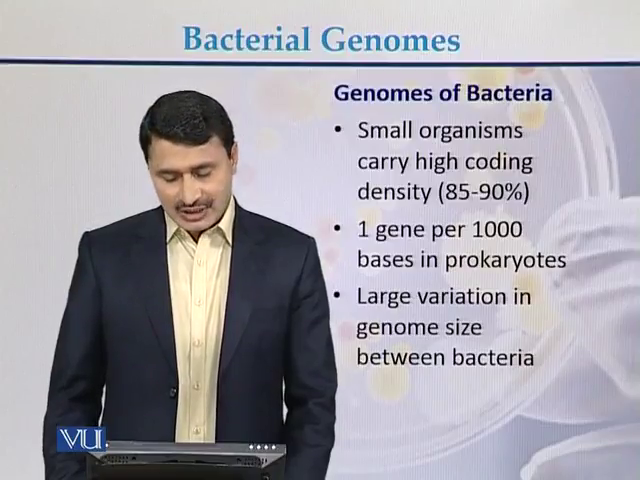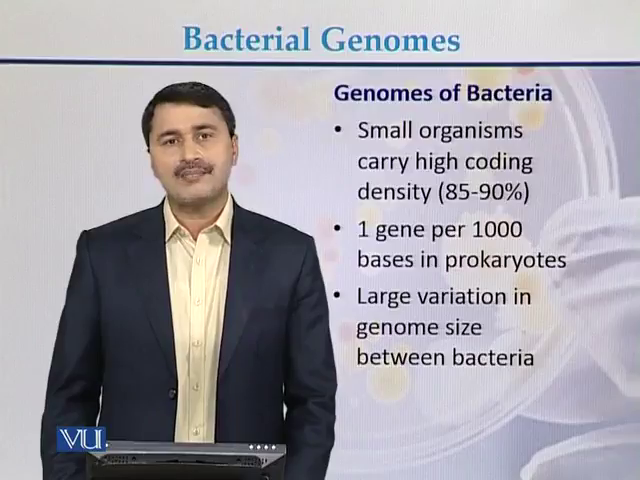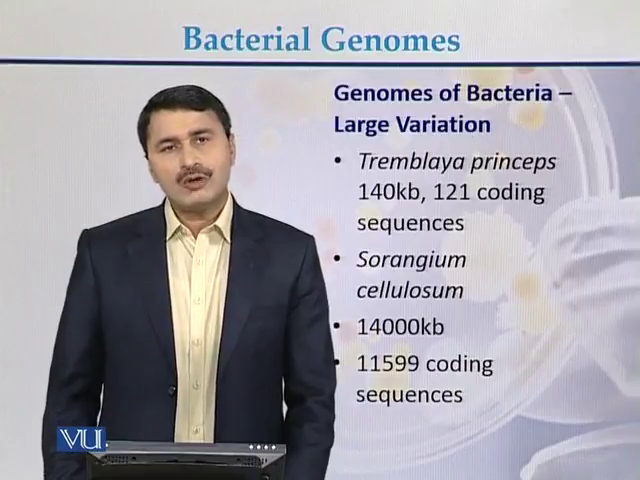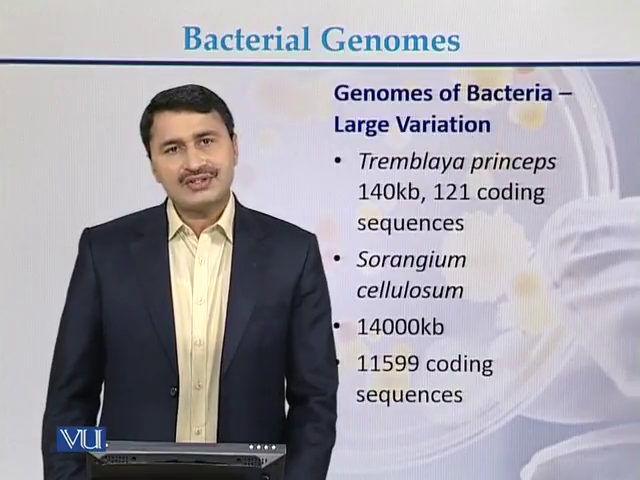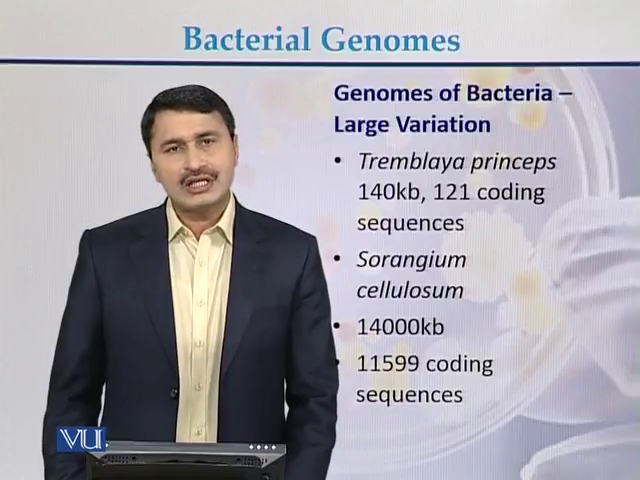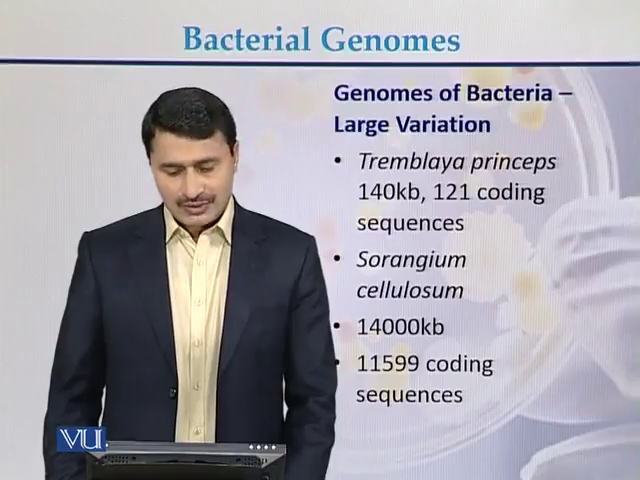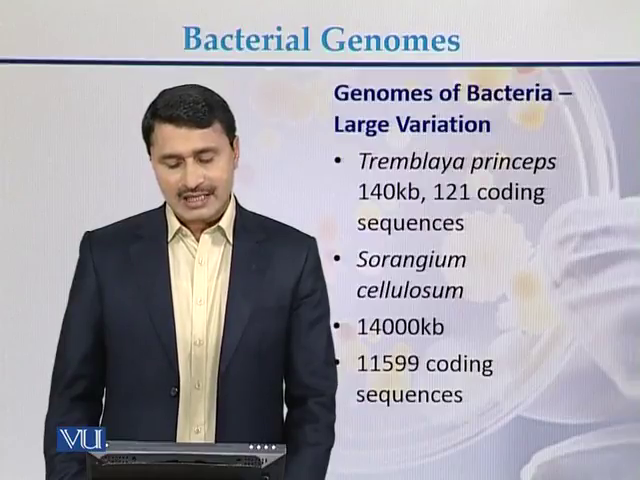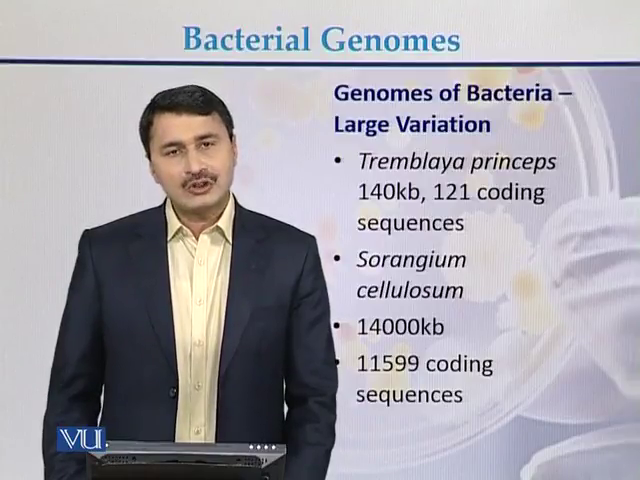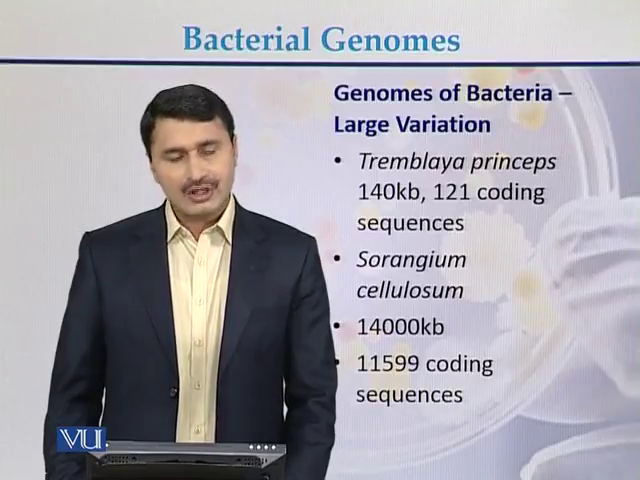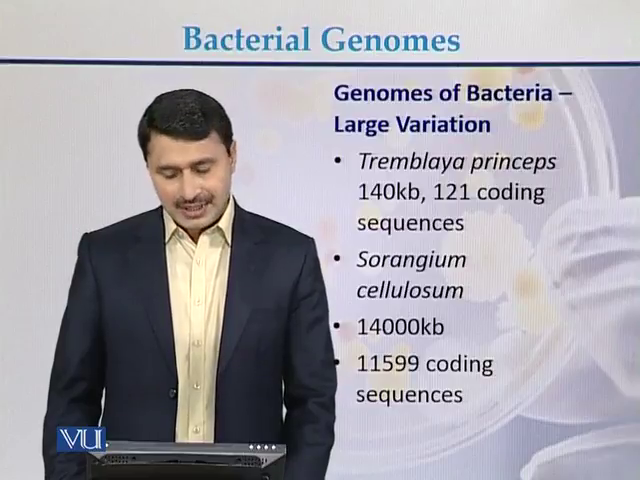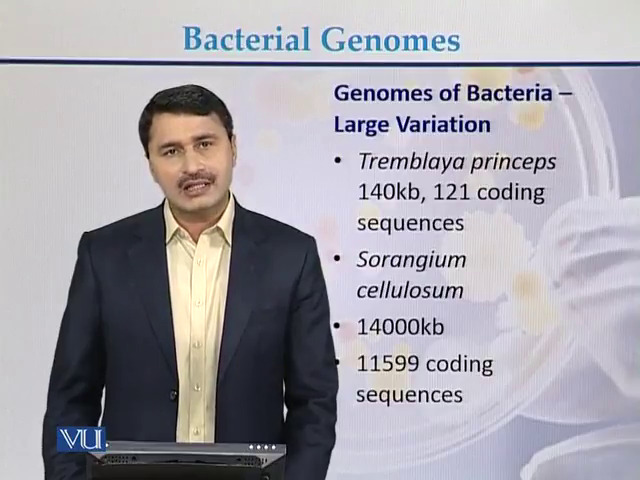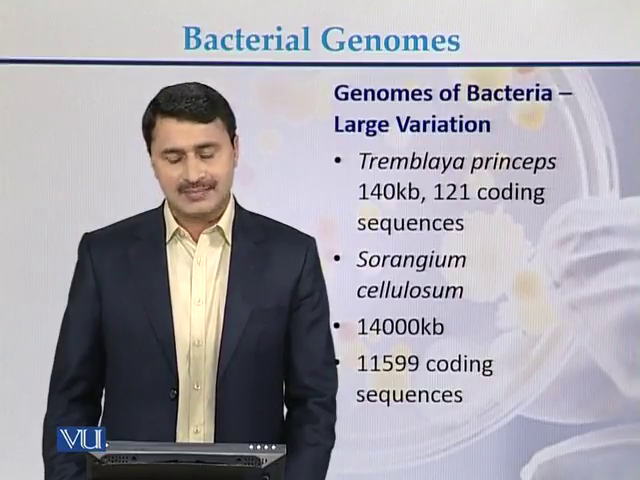There is a large variation in genome size between the bacteria or between the prokaryotes. Genomes of bacteria manifest that there is large variation in the size of their genomes. Here we have two examples. The first example is of a bacteria, Tremblaya princeps. The genome of this bacterial strain consists of 140 kb, and there are 121 coding genes present on the genome of Tremblaya princeps.